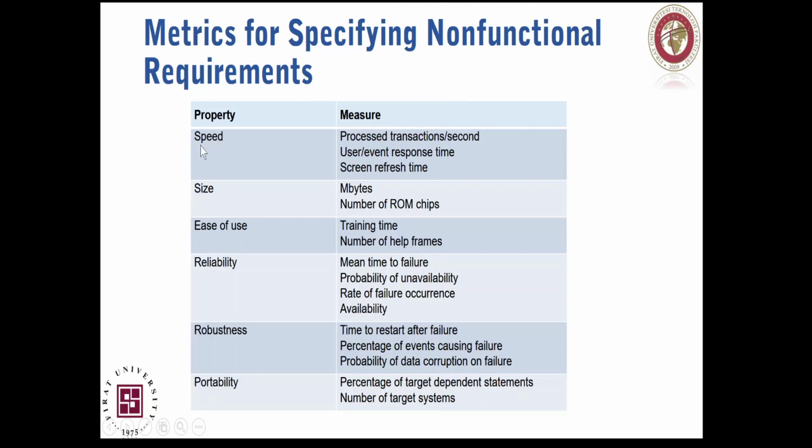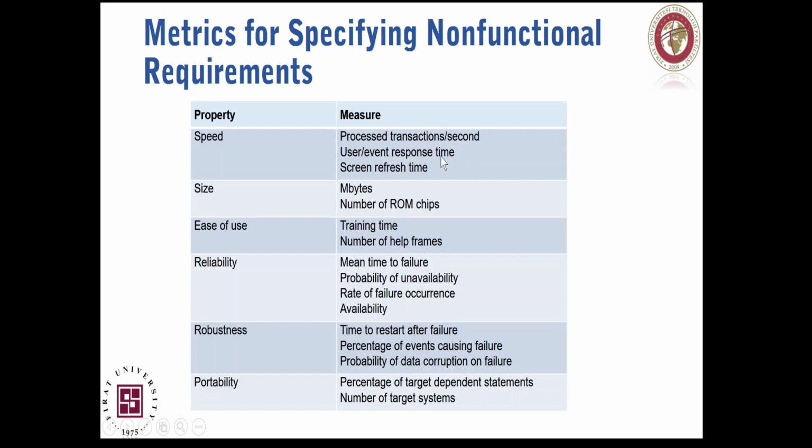Now think about other metrics that we can use for non-functional requirements. Let's say we speak about speed. Maybe you are discussing the performance of a software where you say it should be quick. What do you mean by quick? Quick by processed transactions per second. So how many transactions per second are we supposed to process using the software? Or user event response time. If the user is initiating an event, whatever the event is, opening a window, processing data, anything, how long should the response time be?